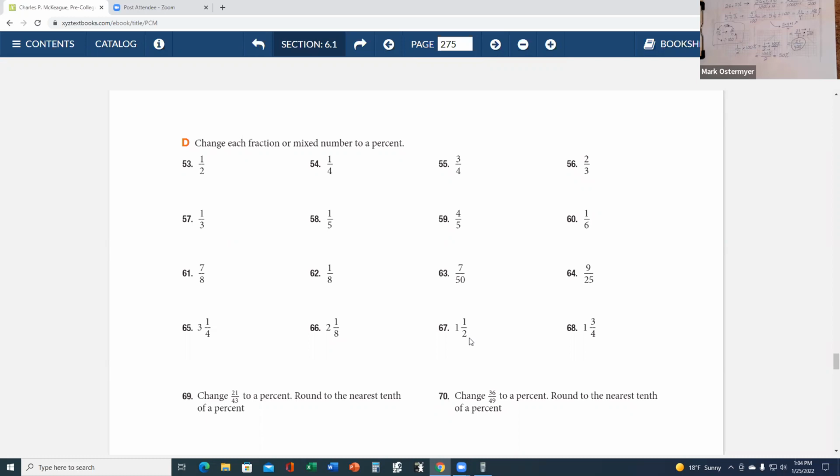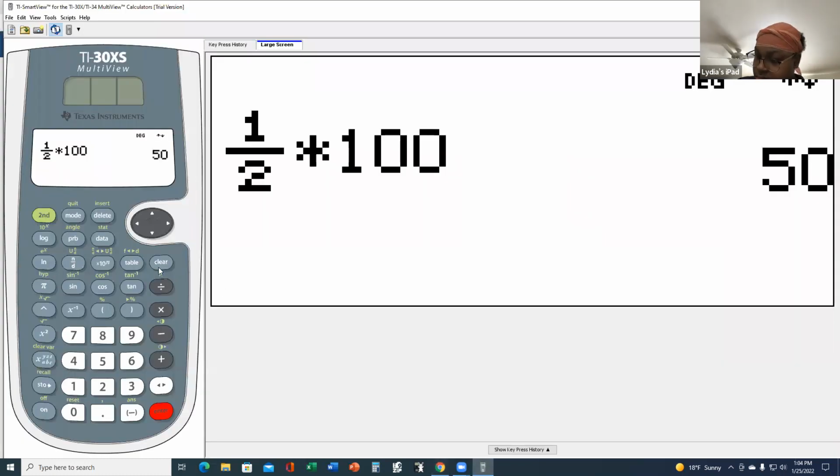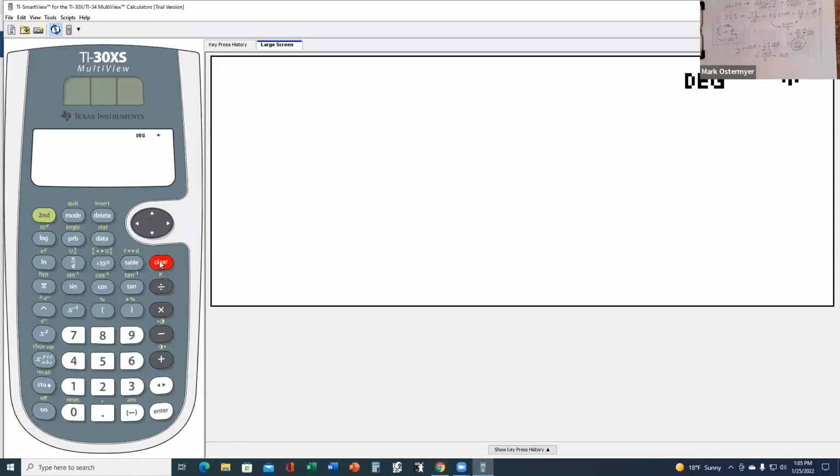How much pizza did you eat totally, percentage-wise? 100 plus 50 is what? 150. 150% of the pizza you ate. Does that make sense? One whole, 100%, half another one, 50%, 150% pizza. Okay, let's try this on our calculator. Just convert 1.5 into a percent.